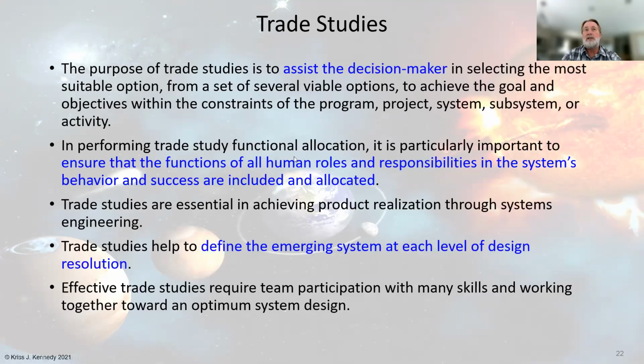In performing trade studies and functional allocation, it is particularly important to ensure that the functions of all the human roles and responsibilities, system and its behavior and success are included and allocated. That's an important part of this, and trade studies are essential in achieving product realization. They also define the emerging system at each level of the design resolution. So you may have very high level trade studies, and then as you get down to components and selecting specific components of a subsystem, you may have additional trade studies.